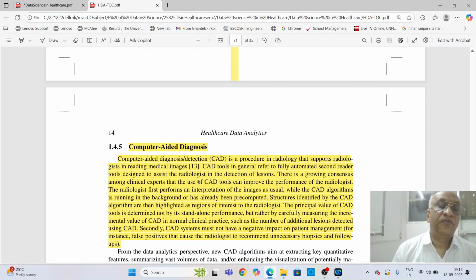The next application of data science in healthcare is computer-aided diagnosis. Computer-aided diagnosis detection is used by a radiologist to read medical images. What is agreed upon by all the clinical experts is that CAD tools can improve the performance of a radiologist. The radiologist interprets the images as usual, and in the background you have CAD algorithms running, and the structures identified by the CAD algorithms are then highlighted as regions of interest to the radiologist.